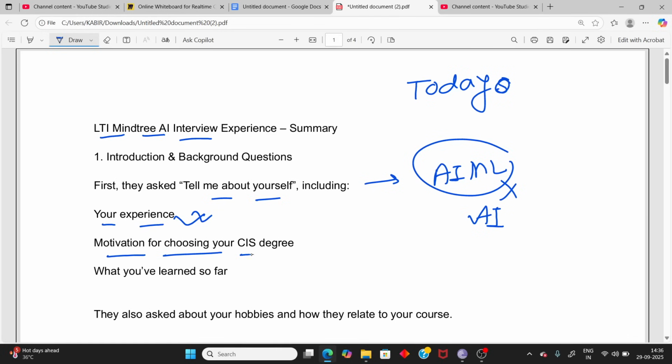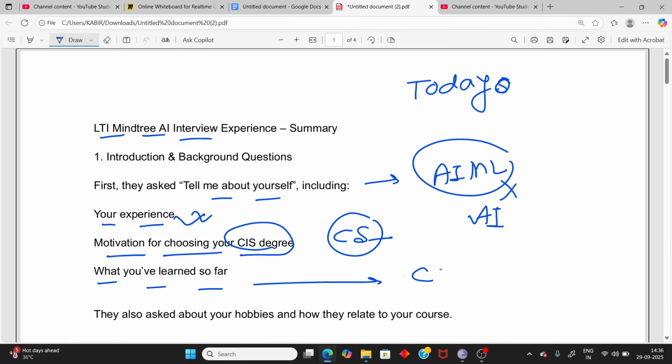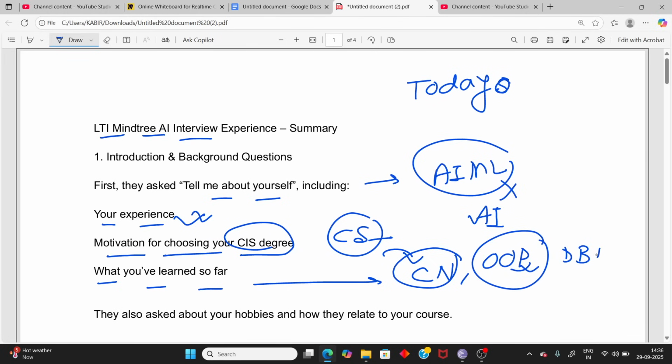Motivation for choosing a CS degree: you can say computer science and whatever you have learned so far. This is crucial. If you mention that you know computer networking or OOPS or anything, they will ask questions from that topic. So mention those topics which you actually know better. If you don't know CN that much, skip it, but you should mention OOPS and DBMS, since those are the common questions. If you know computer networking or operating systems, then yes, you can mention them.